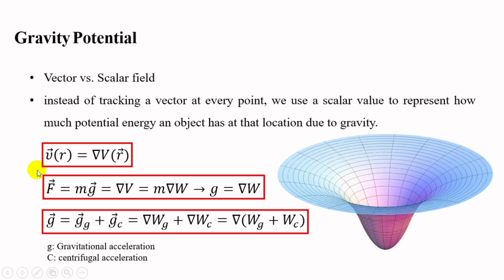We know that F equals mg and both F and g are vector fields, so both F and g can be written in terms of these potential fields. So this W, which is a scalar field, is known as the gravity potential. Since the gradient is a linear operator, we can use it as a sum and have this formula.